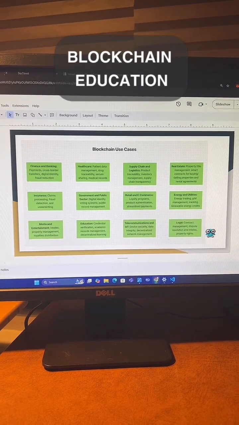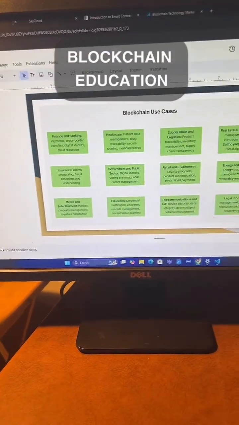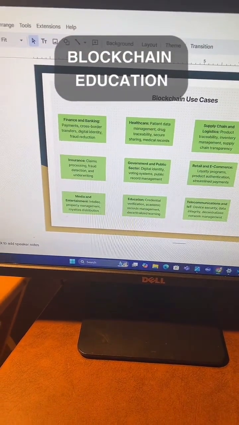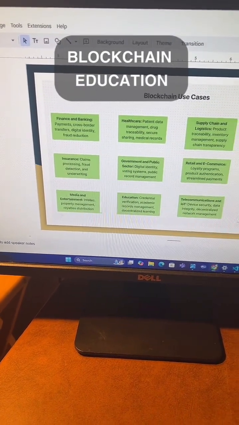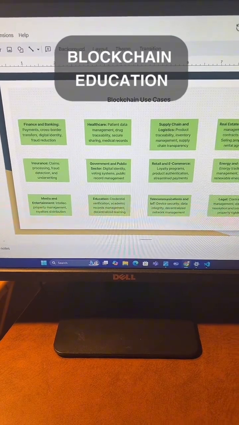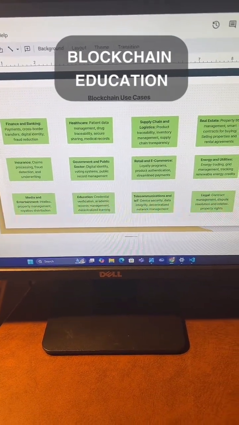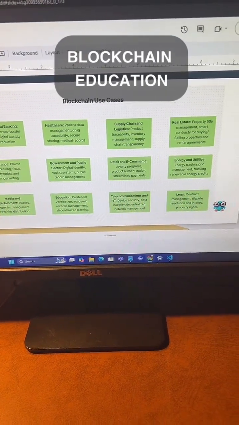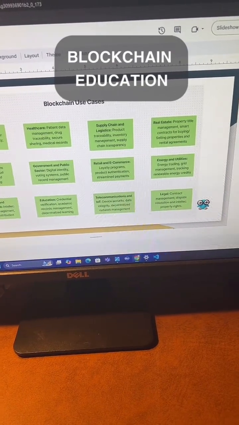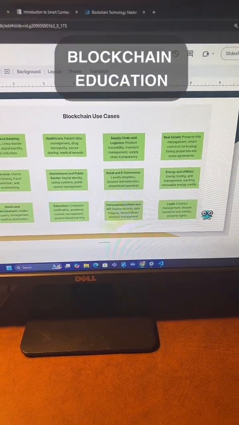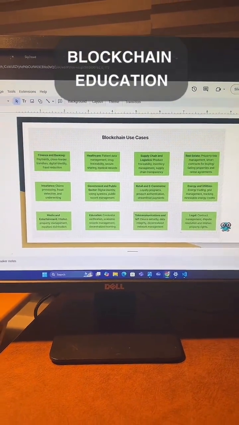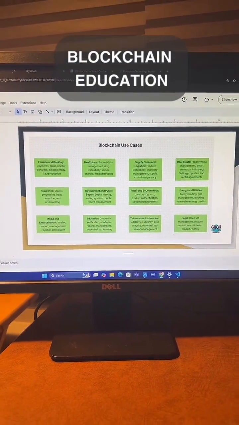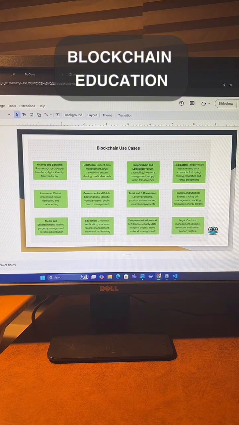These applications, these use cases right here: supply chain, finance and banking, payments, cross-border payments, insurance and claims, media, healthcare, retail, telecommunications, education. Every area of our society will be hit by what? Blockchain technology. Why? They do not have enough people that know how to build this stuff, because we are just at the beginning of this revolution.